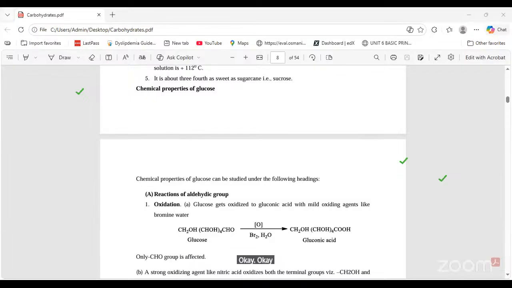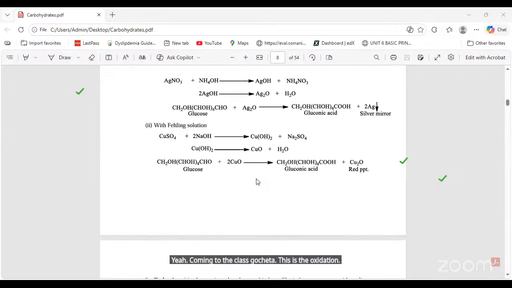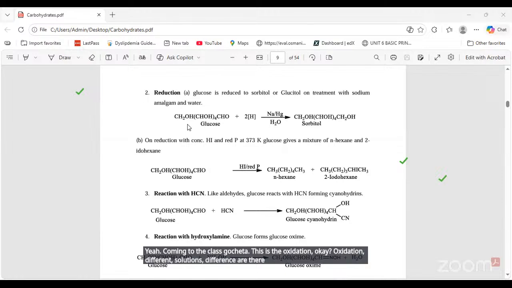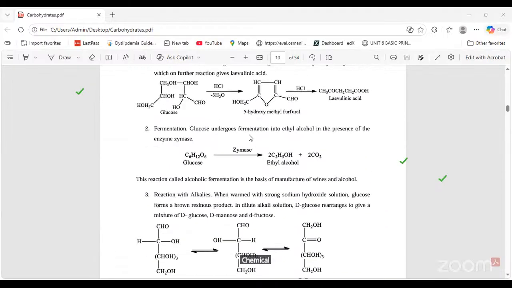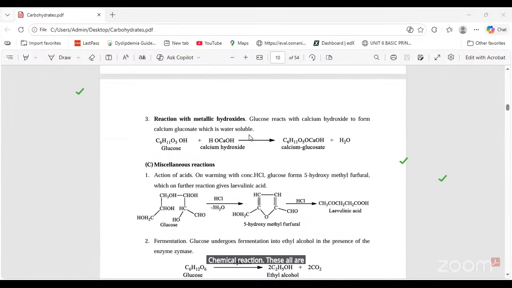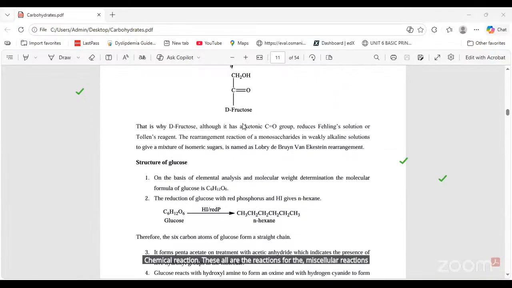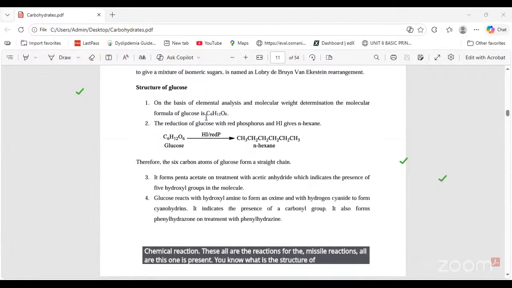Coming to the class. This is oxidation. Different solutions are there. This one is a reduction reaction. Reductions also participate in the chemical reaction. These are the miscellaneous reactions. You know what the structure of glucose is? C6H12O6.